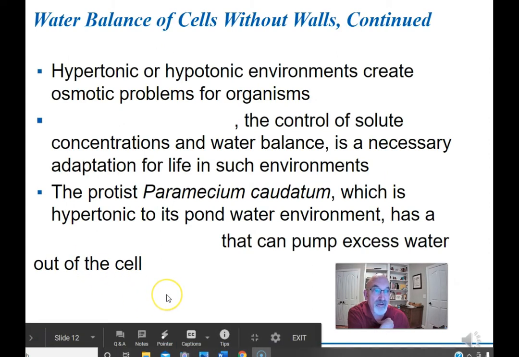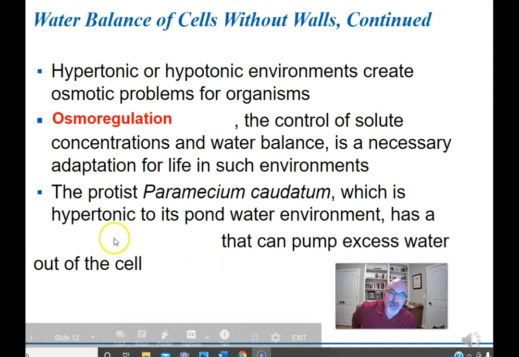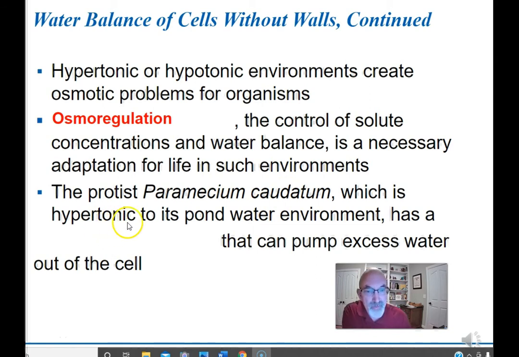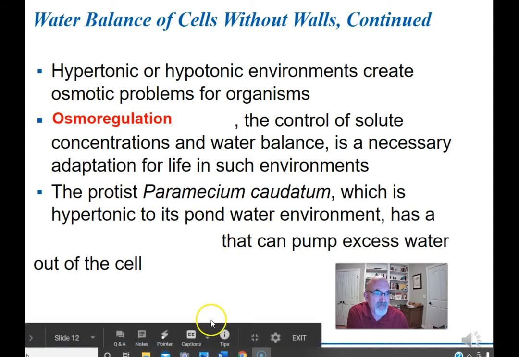Hypertonic or hypotonic environments create osmotic problems for organisms. Osmoregulation, the control of solute concentrations and water balance, is a necessary adaptation for life in such environments. The protist Paramecium caudatum is hypertonic to its pond. Let's think about that. In other words, it has a high concentration of solutes inside that cell membrane. So it's hypertonic to the pond environment.